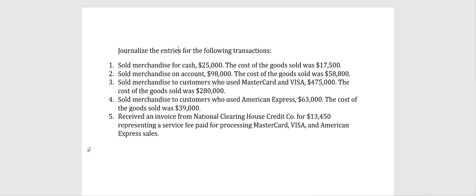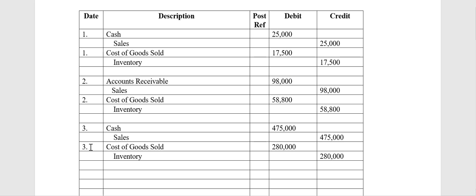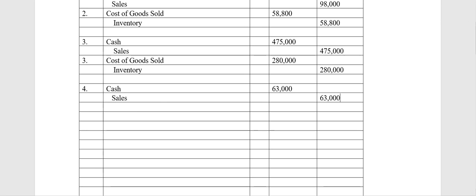In the fourth transaction, it says we sold merchandise to customers who used American Express for $63,000. Cost of the goods sold was $39,000. Again, regardless of the credit card that's being used, it's still seen as a cash transaction for us. So again, we have our cash of $63,000 and our revenue account increasing by that $63,000 because in fact we earned that $63,000 by selling our inventory to our customer.